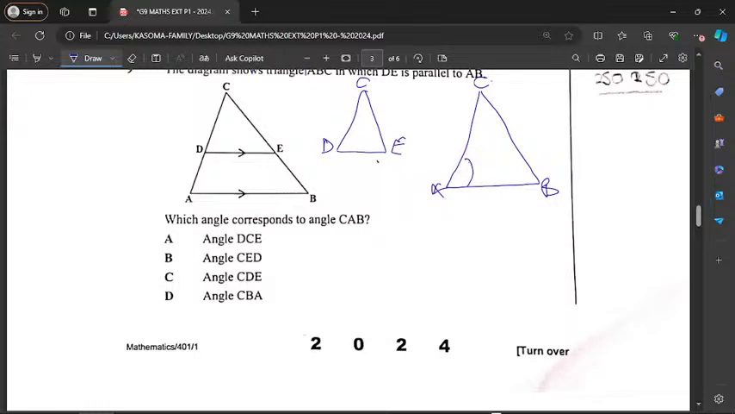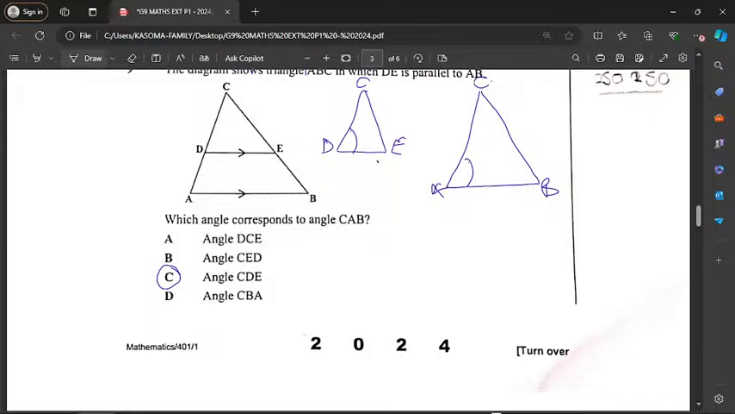Okay, so now when you look at this, the one which is corresponding, occupying the same position as CAB is CDE. Okay, CDE. So the correct answer is C. Okay, that is the angle that is corresponding to that, CDE. Okay, unless if you have got questions. If there are no questions, we go to the next one.